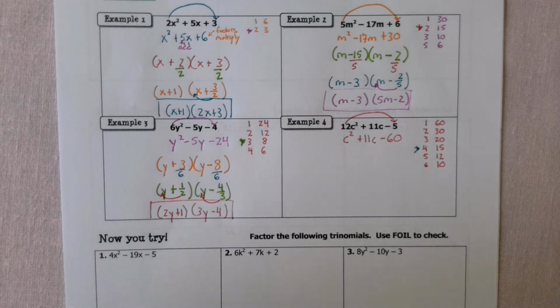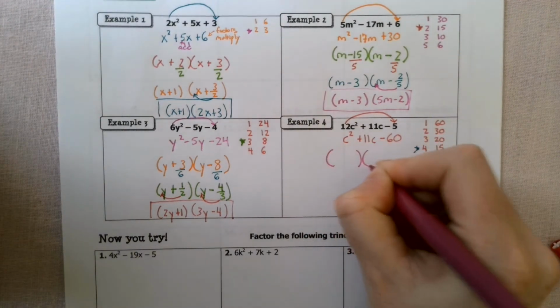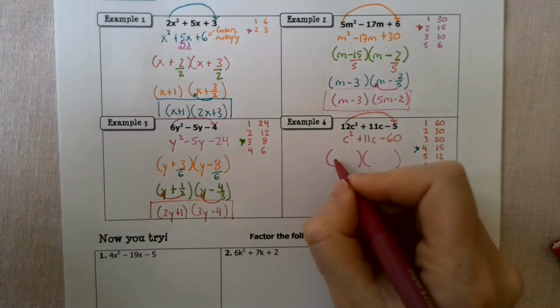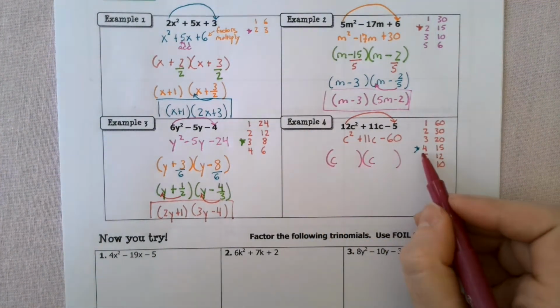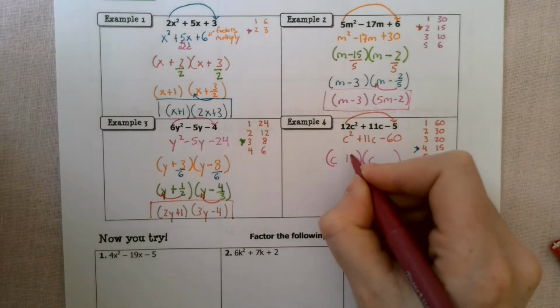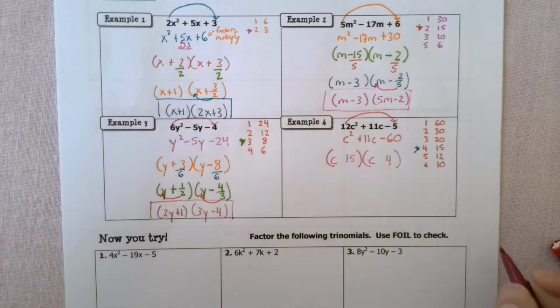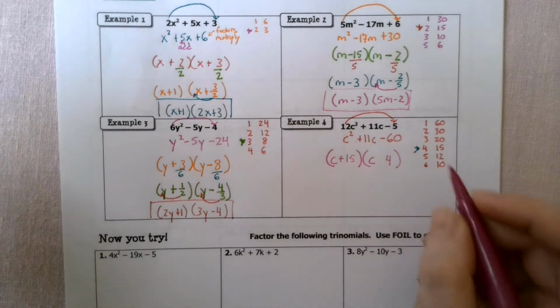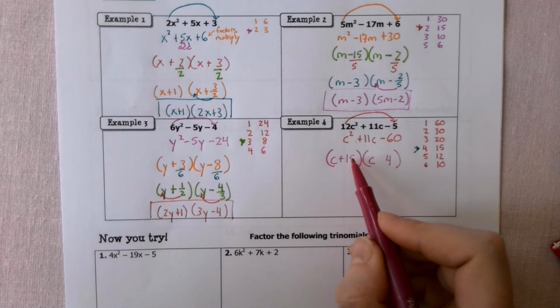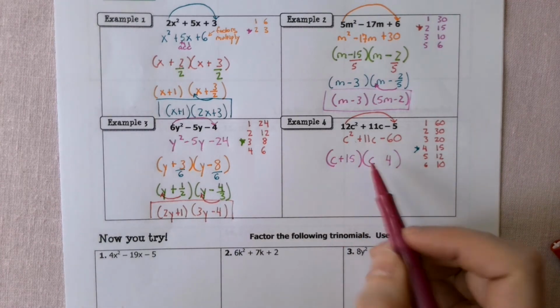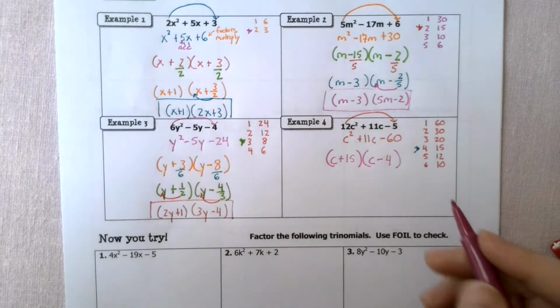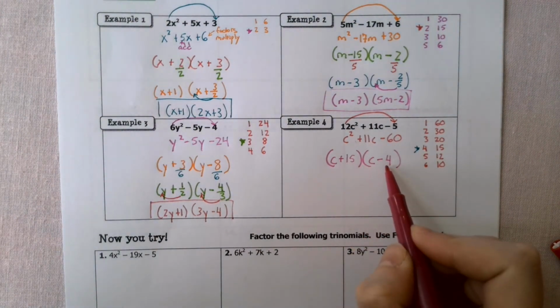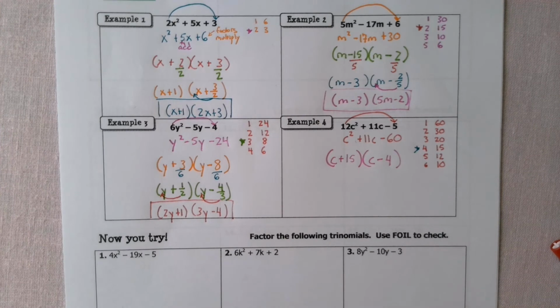Alrighty, so now we're going to set up our parentheses, okay? And we're going to put a C in both of them. And then we said we're going to use 4 and 15. I'm going to put a 15 here and a 4 here. And then our larger number is always going to take this sign. And now I have 15 and I need to add or subtract to get to 11. So this 4 needs to be negative, because 15 times -4 will give us -60.